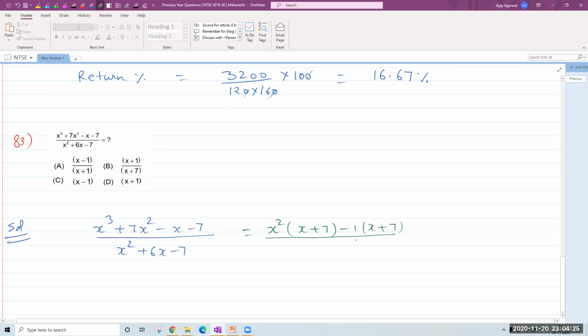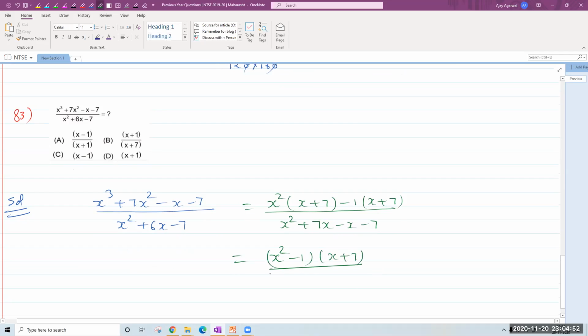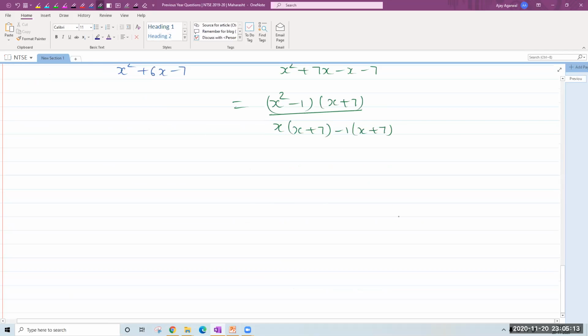The denominator: we need two numbers whose addition is 6 and multiplication is minus 7. So it will be x square plus 7x minus x minus 7. Once you solve further, the numerator is x square minus 1 times x plus 7, and for the denominator we take x common, x plus 7 minus 1 times x plus 7. Because this is a square minus b square, it becomes x minus 1 times x plus 1 times x plus 7, and the denominator will be x minus 1 times x plus 7.